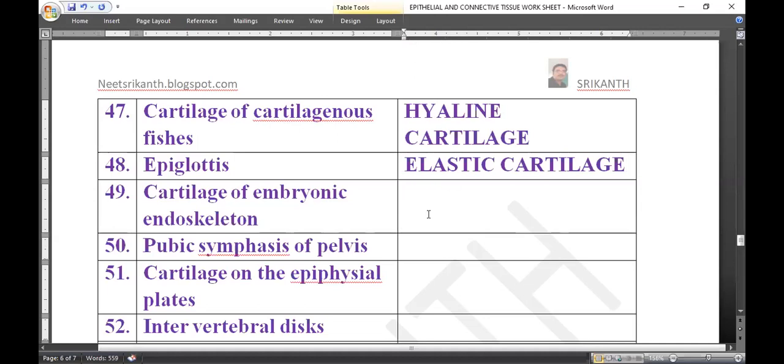Cartilage of the embryonic endoskeleton. Hyaline cartilage. Pubic symphysis of pelvis.